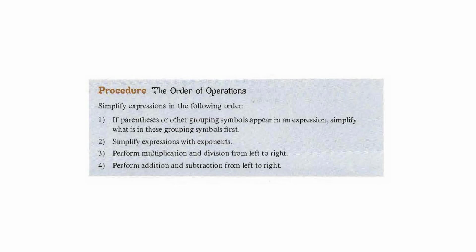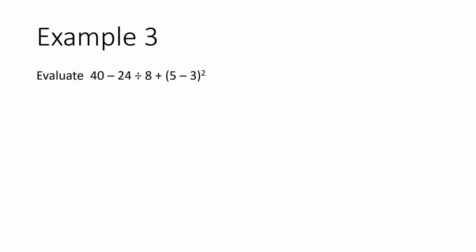Let's look at that You Try problem again using order of operations. Here's our problem, and we can see we've got a little bit of everything. We have grouping symbols, the parentheses. We have an exponent. We've got division. We've got subtraction and addition. The only thing we don't have is multiplication.